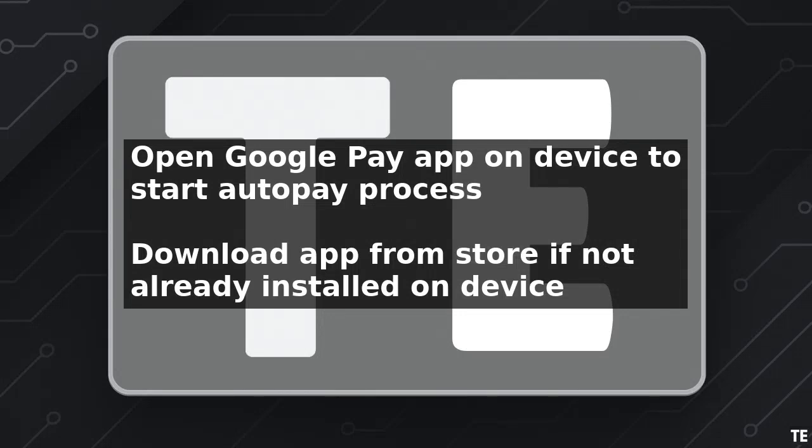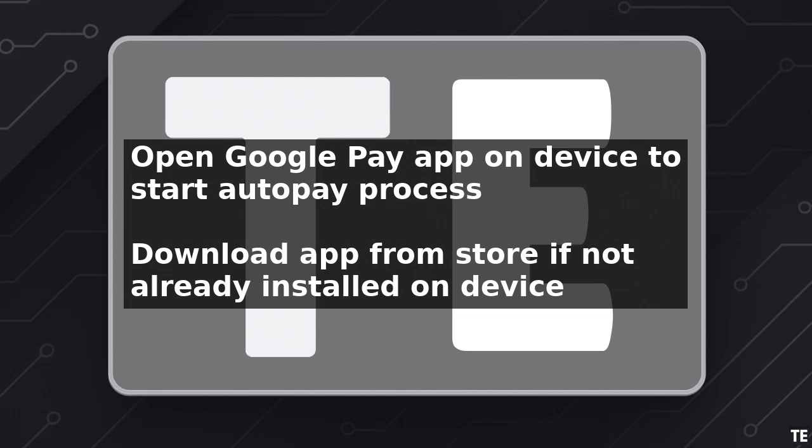To enable Autopay in Google Pay, start by opening the Google Pay app on your device. If you do not have the app, download it from the Google Play Store or Apple App Store and follow the setup instructions. Once you have the app open, navigate to the Profile section, usually represented by your profile picture or initial. Tap on this to access your account settings.